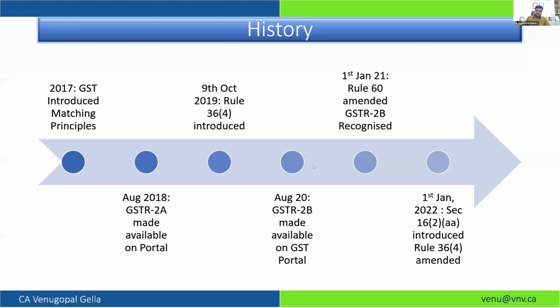From August 2020, GST 2B was made available on the GST portal, and from 1st Jan 2021, GST 2B is recognized as a return under Rule 60. So this is a little background about GST 2A, 2B and all these things.